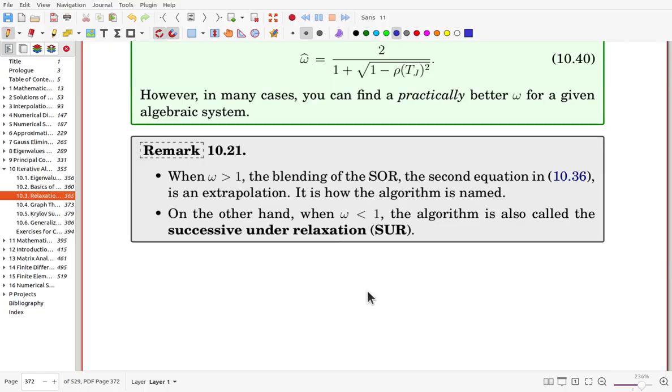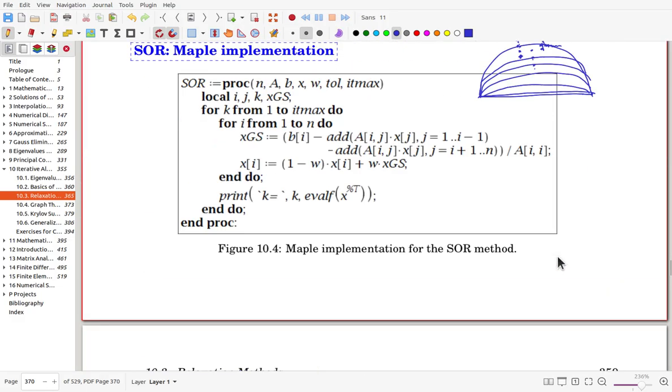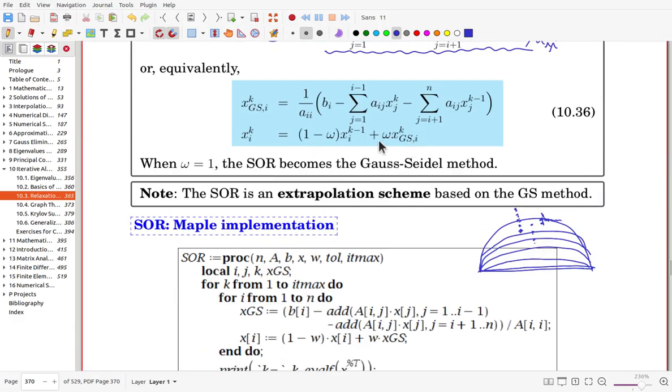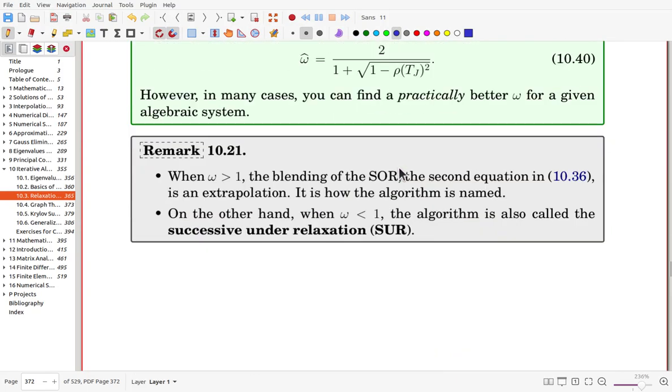When omega is larger than 1, the blending of the SOR, the second equation of 1036, let's see here. Okay, that one, and that is a sort of extrapolation. It is how the algorithm is named. On the other hand, if omega is less than 1, then it is a kind of interpolation, also called under-relaxation.